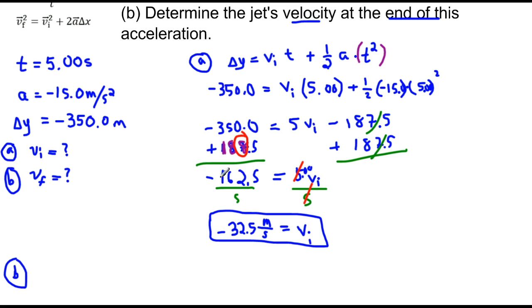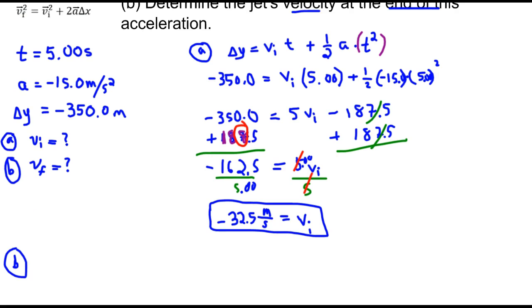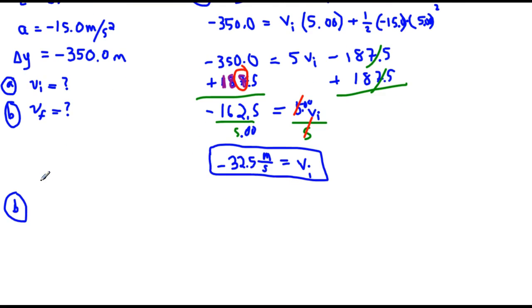So when I do 163 over 5.00, the numerator and denominator each have 3 sig figs, so my answer should have 3. Okay. Part B.